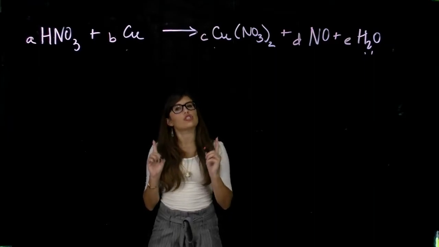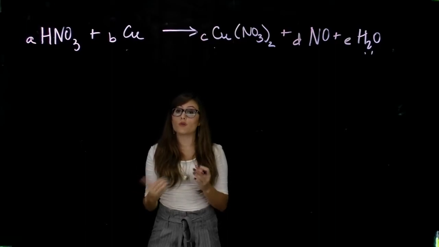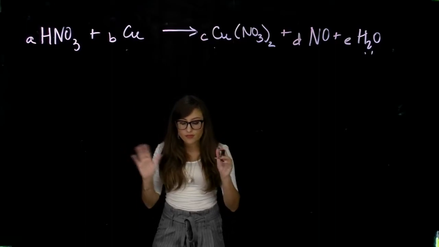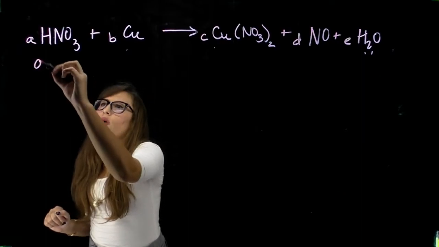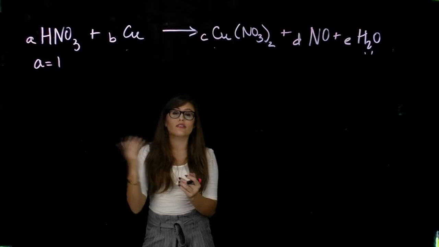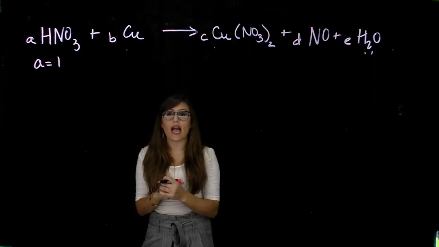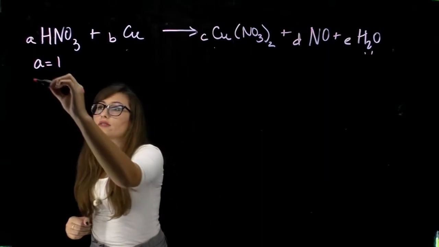This is going to be a little bit more challenging of a balancing of equations because we're going to have to set up multiple systems of equations. But before we begin, remember to always assign a value to one of your variables. In this case, I'll assign A is equal to 1. Let's go ahead and first solve for hydrogen and balance hydrogen first.